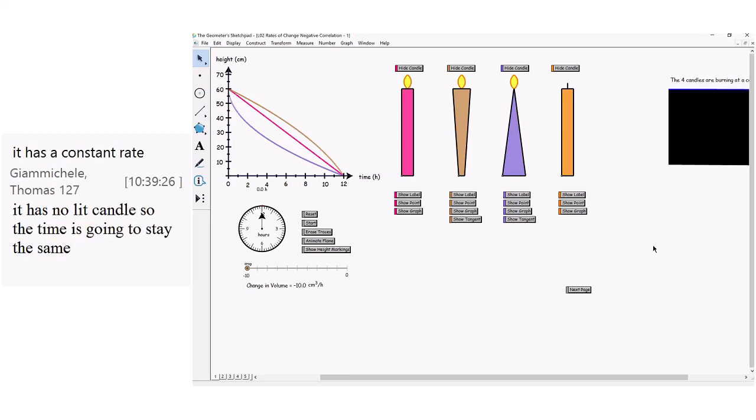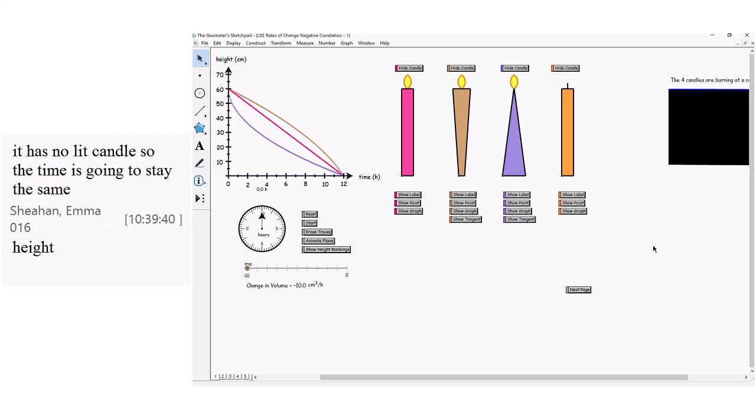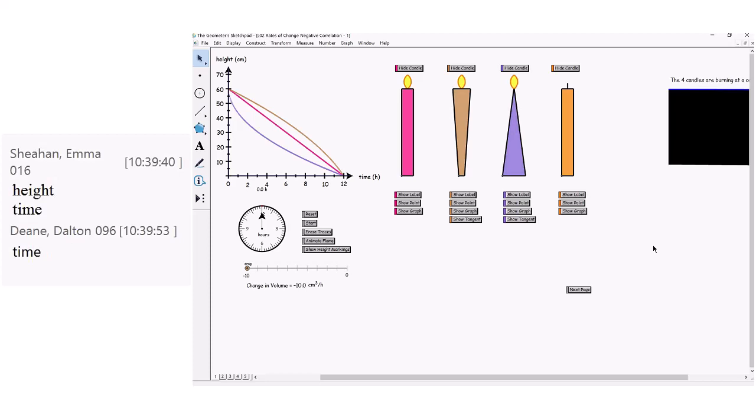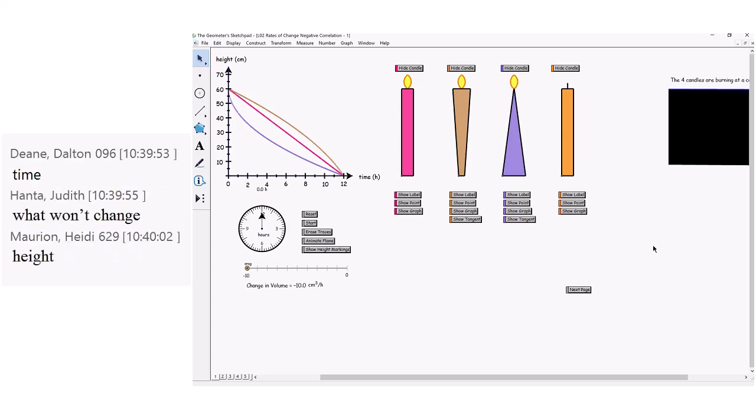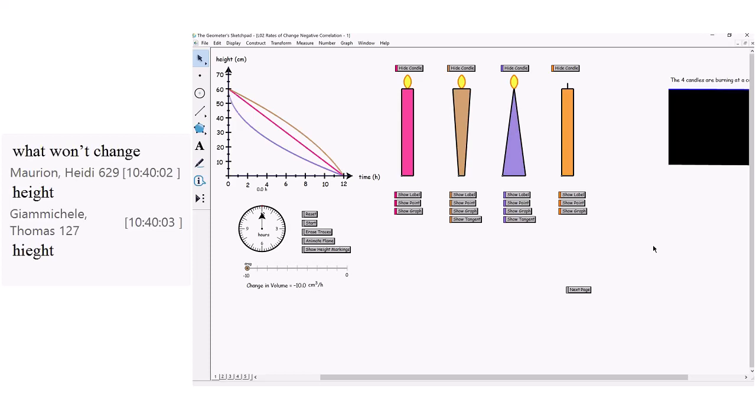So remember, in this simulation, we are going to turn the timer on. So time will have to move. So what isn't going to change? What won't change? That's the question I'm asking you now. Remember in the simulation when Mr. Hanta hits start, that clock is going to move.